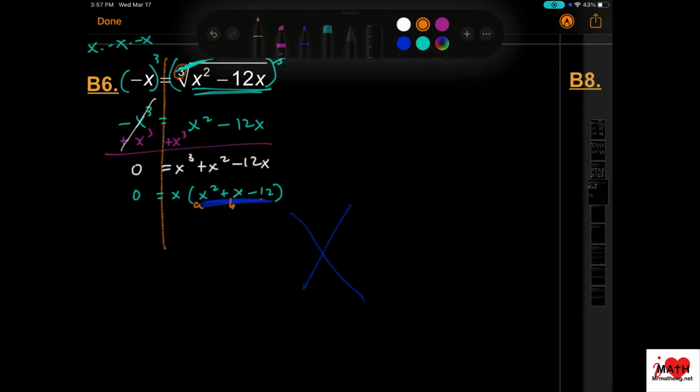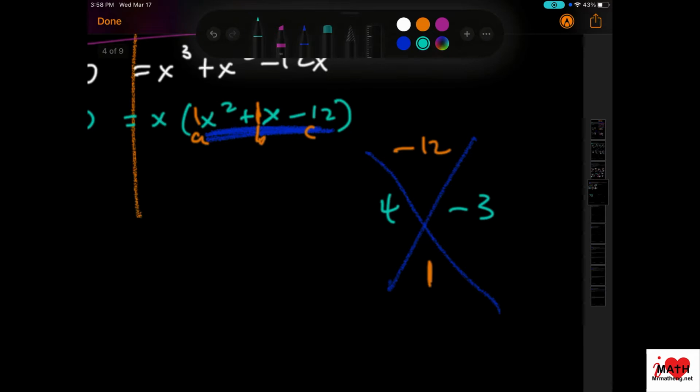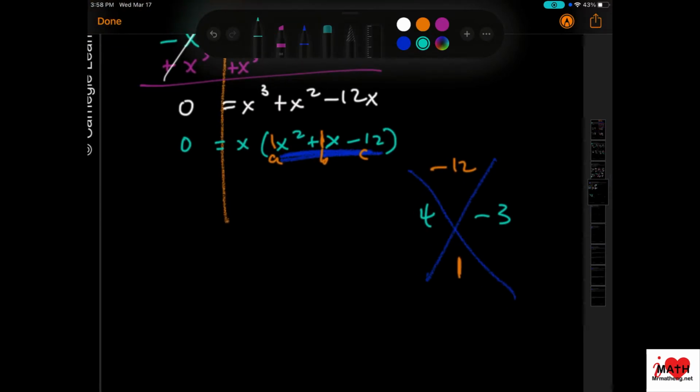A, B, and C. A times C is negative 12. B value, there's no number there, so it's a 1. My two numbers are going to be 4 and negative 3. 4 times negative 3 gives me negative 12, and 4 plus negative 3 gives me 1. Guys, there is a reason why we spent a lot of time the first 3 weeks of school plus another unit on factoring, because this came up so much. Okay, so you have the x. The 4 is positive and 3 is negative.